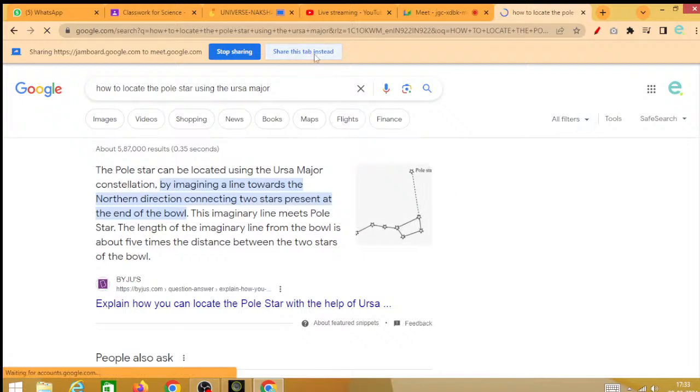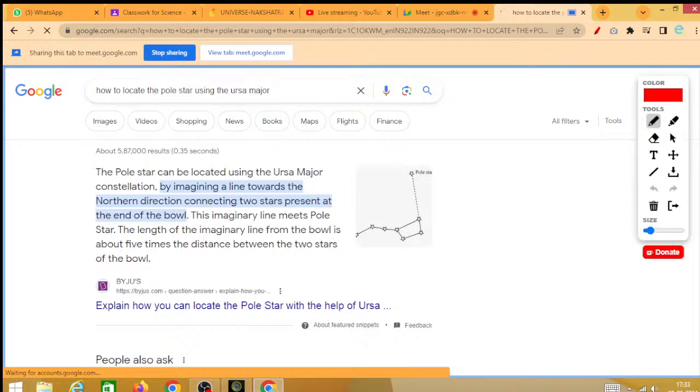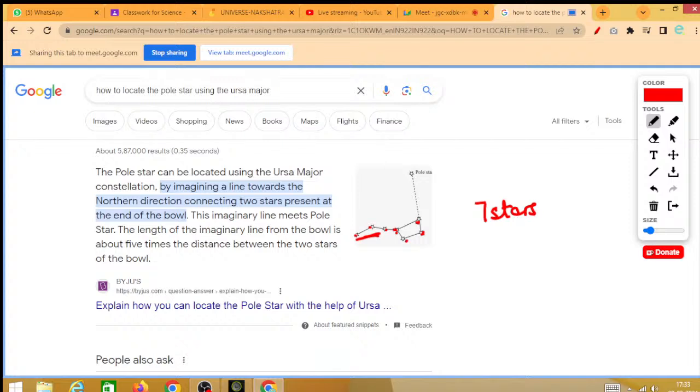I'm just showing you. Can you see this? What is this configuration? Who can tell me what this configuration is? The Great Bear or the Saptarishi? Four stars like this, and this is the tail, three. So seven stars.